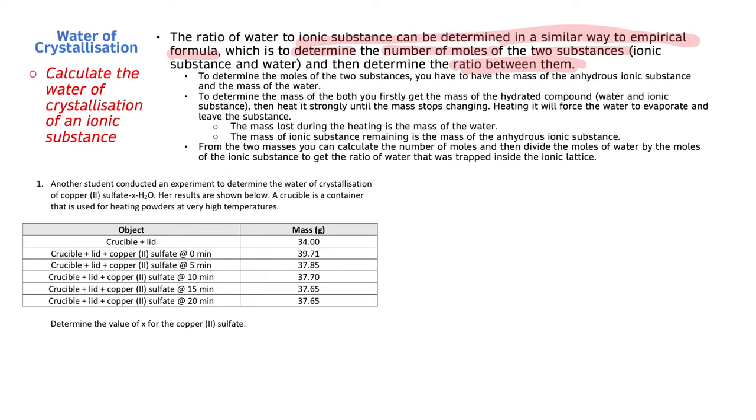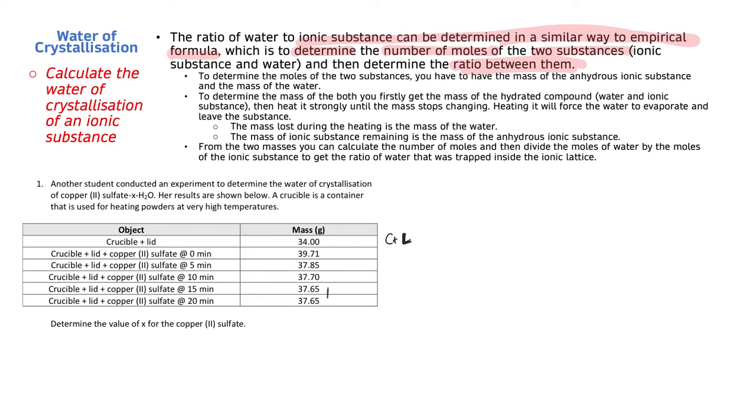First things first, you have a look at the data. You see that what they did is put a little container, heated it strongly, and got rid of all the water that was trapped inside the ionic substance. Looking at this table, you've got the crucible, lid, and copper sulfate at 0 minutes, and then all the way to 20 minutes. You'll notice that the last two are the same. That's kind of important, and we'll go through why. This one here is the crucible and the lid. The crucible is a container and the lid's the lid on it.